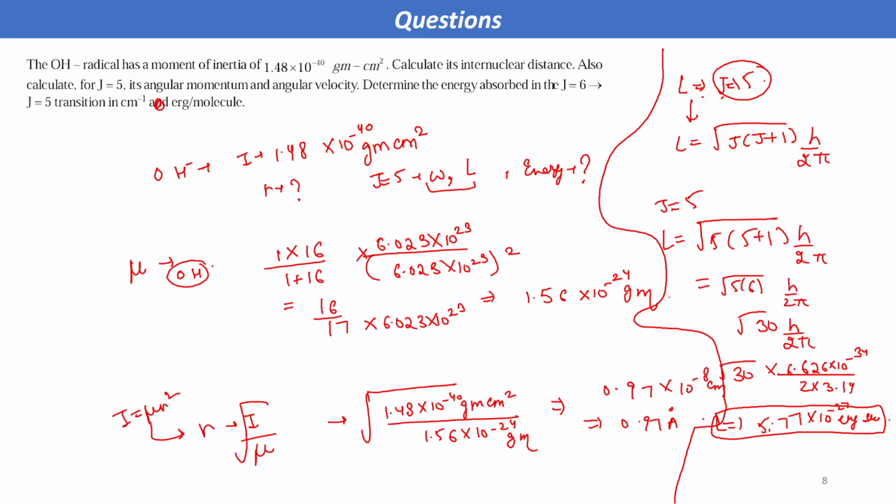Now we have to calculate the angular velocity as well. Angular velocity is L by I. So L, we know it's 5.77 into 10 raised to minus 27. Moment of inertia was given to be 1.48 into 10 raised to minus 40. And from here the value of angular velocity will come out to be 3.90 into 10 raised to 13 per second. So now angular velocity is done. Now we have to determine the energy.